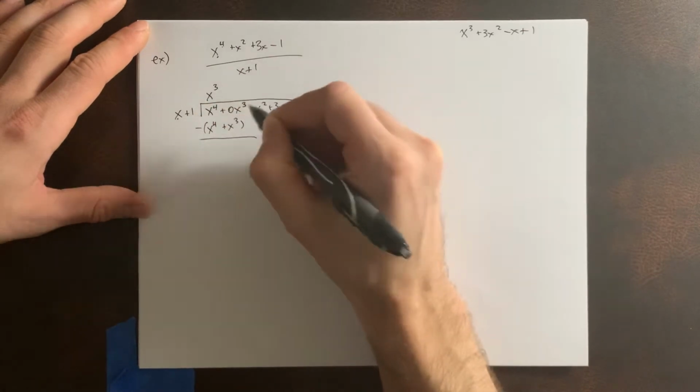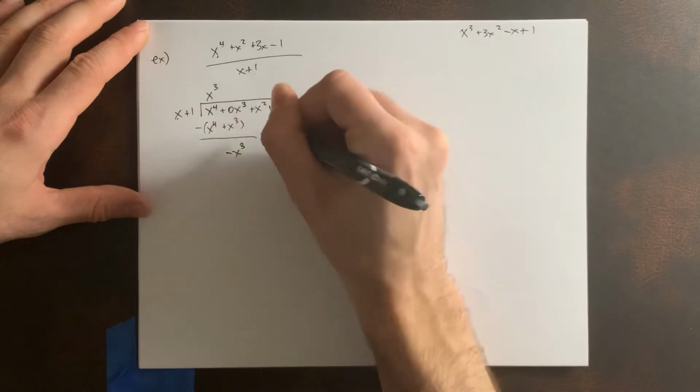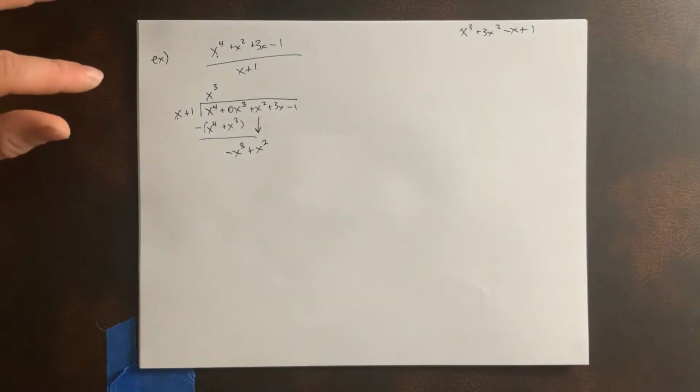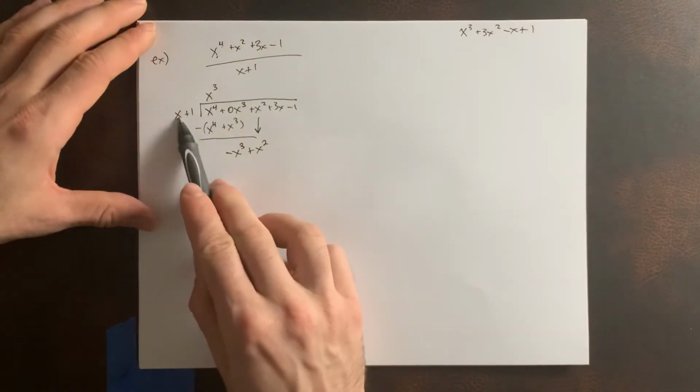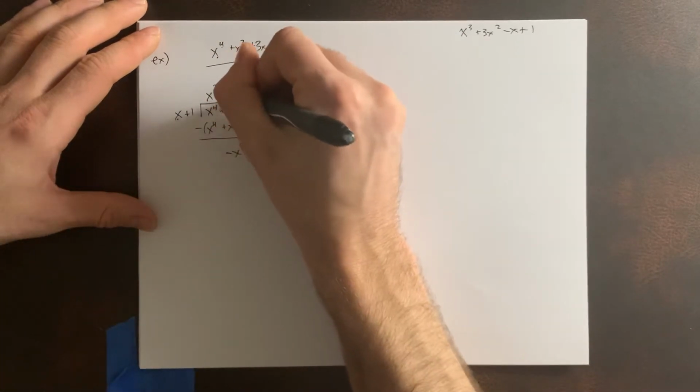This minus that is 0. 0 minus x cubed, that's minus x cubed. Then we bring down the next one. And that was one cycle. So now we're going to repeat that cycle again. What do we need to do to turn x into minus x cubed? That's going to be minus x squared.